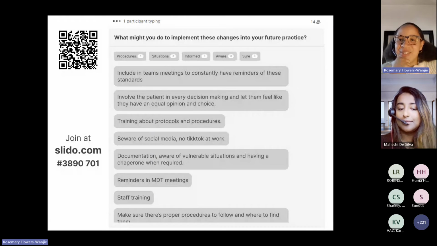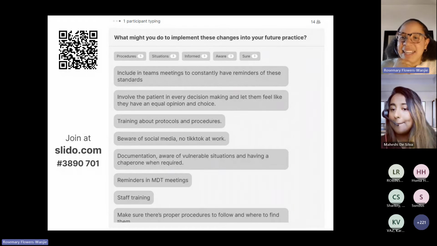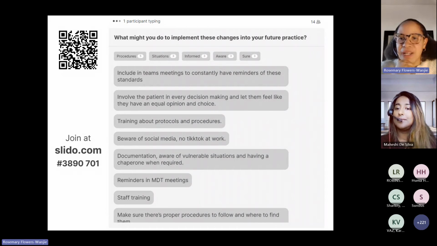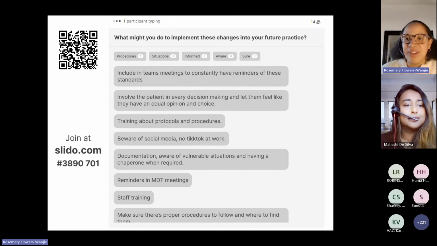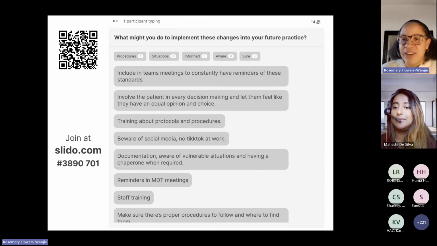Awesome. I really love this one as well. Ensure shared decision making and capitalize on using person-centered care principles. That's really great.